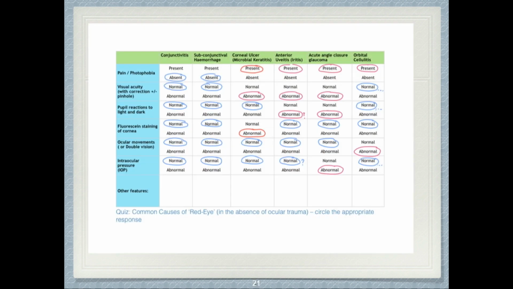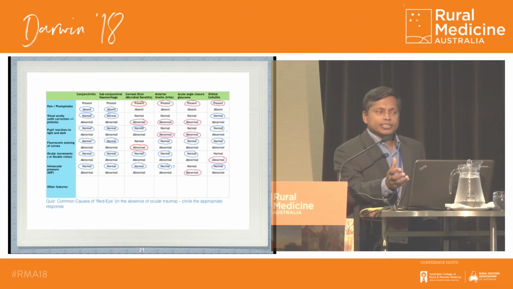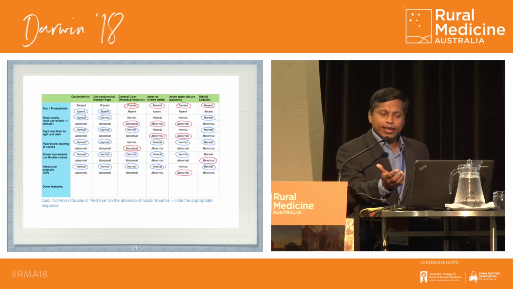Okay, very good. Let's compare the lists. So in orbital cellulitis, we would expect pain. And this column is a bit tricky because orbital cellulitis at early stages, right? The vision can be normal, and the pupil reaction to light can be normal. And the fluorescein staining, there won't be any fluorescein staining.